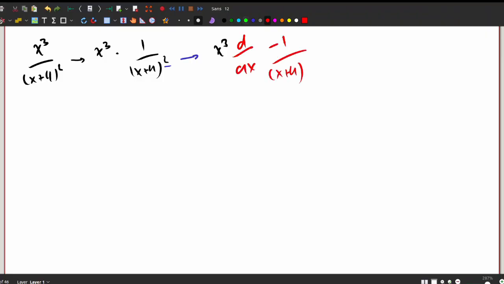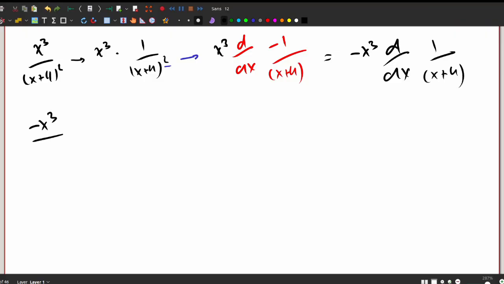Let's clean it up a bit. This becomes negative x cubed times the derivative of 1 over x plus 4. I'm going to factor out a 4 from our derivative, so what we have is d over dx of 1 over x over 4 plus 1. Now, this is something that we recognize. This looks like an infinite sum for a geometric series where our ratio is negative x over 4. And so I'm going to write it as such.